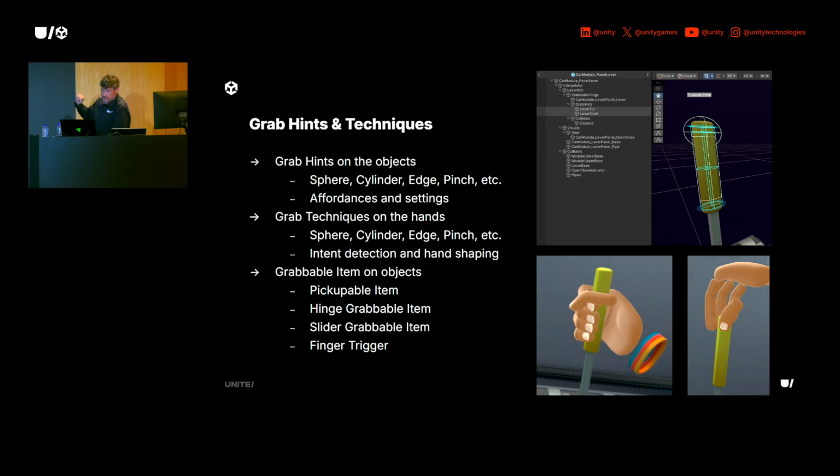So then there's also the grabbable item components, and those basically give you information about how the interaction between the grab hint and the grab technique should be. So is this a grab hint that allows me to pick up the item? Or is this the lever where the lever is going to stay rooted in place, but it allows me to move it only along an axis? Or is it something that's going to allow me to turn a wheel or valve or something like that? So that's where that information is, and the three of those things work together.